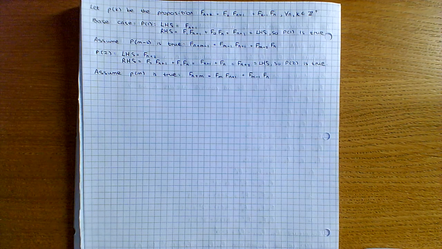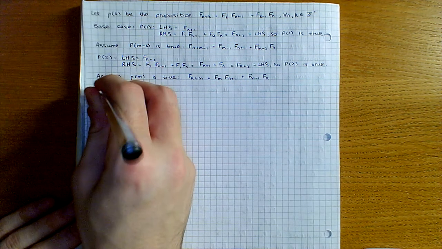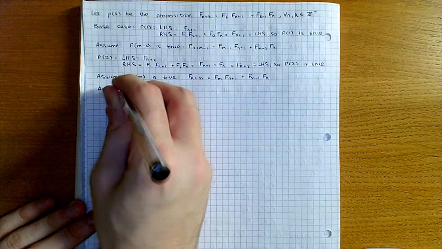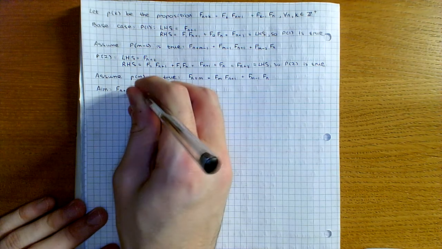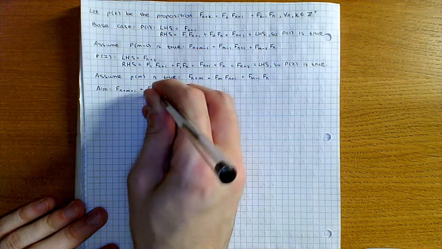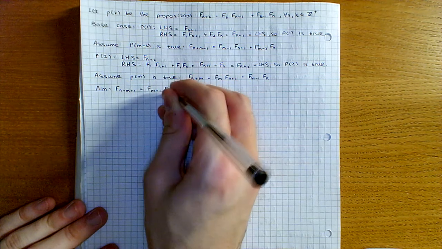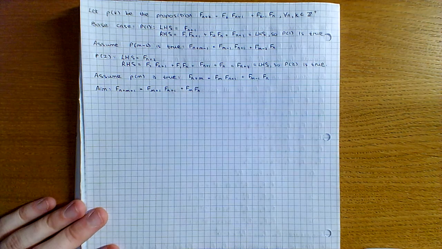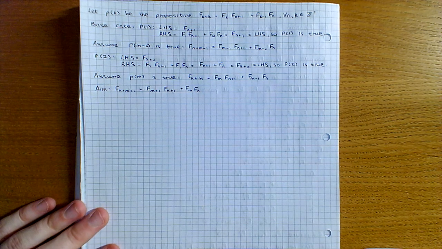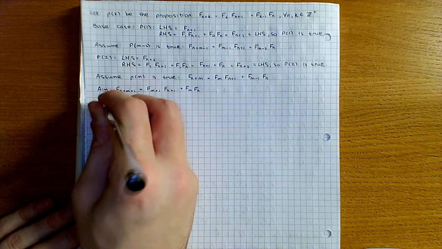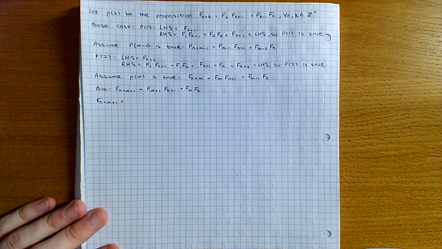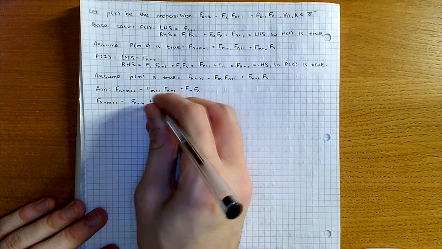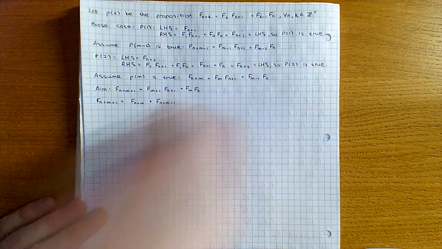So what's our aim? Our aim at the end of the day is to prove P of n plus 1. That would mean f of n plus m plus 1 equals f of m plus 1 times f of n plus 1, plus f of m times f of n. That's what we want to prove. Well, what do we know about f of n plus m plus 1? By definition, it's equal to f of n plus m plus f of n plus m minus 1.